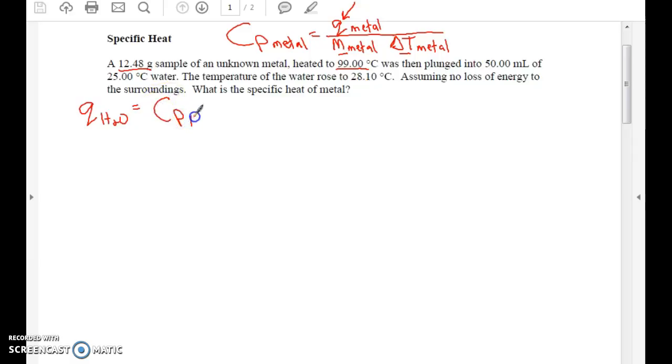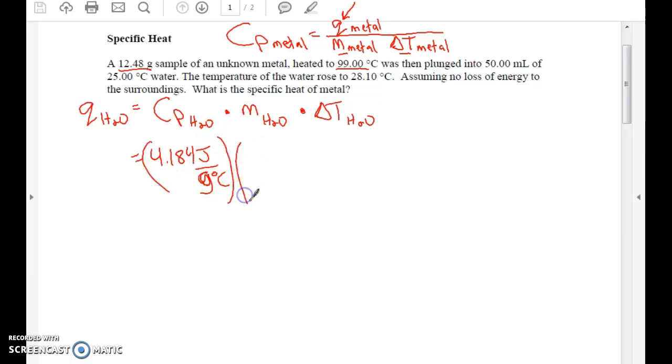So we know the specific heat of water, that is a constant. We know the mass of the water, and we know the delta T of the water, or we can figure that out. So specific heat of water is 4.184 joules per gram degrees C. The mass of the water was listed as, well, the volume was 50.00 milliliters, which is the same as 50.00 grams, because the density of water is 1.0 grams per milliliter.